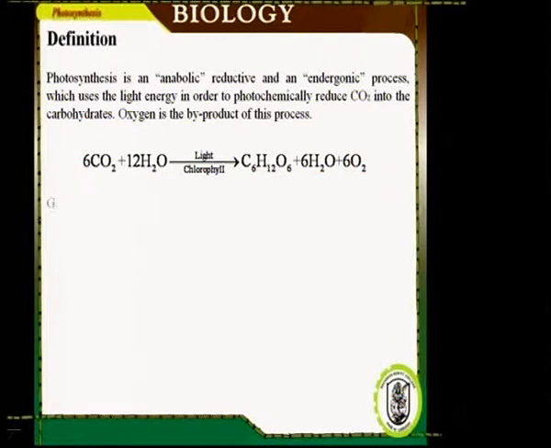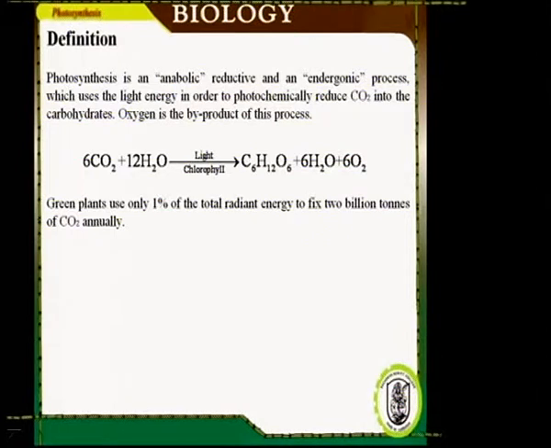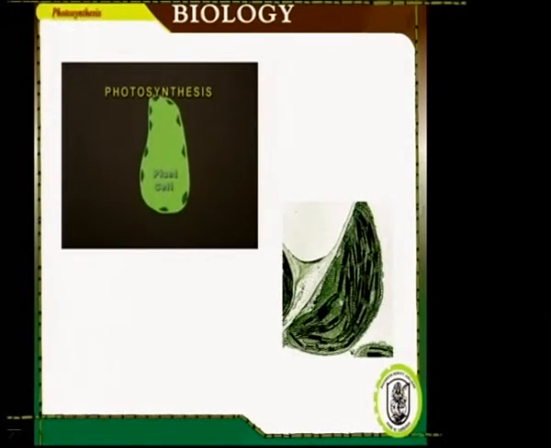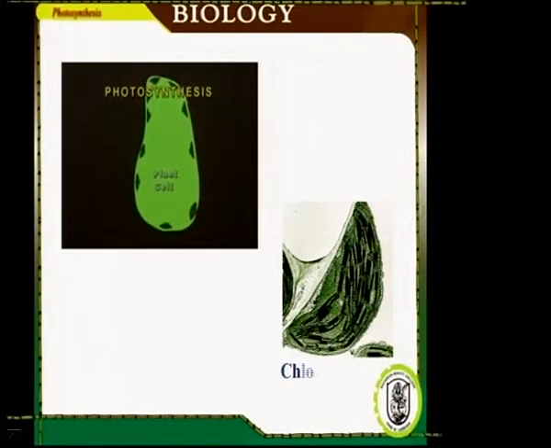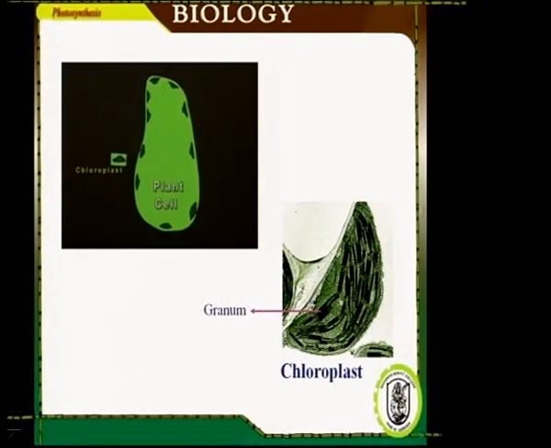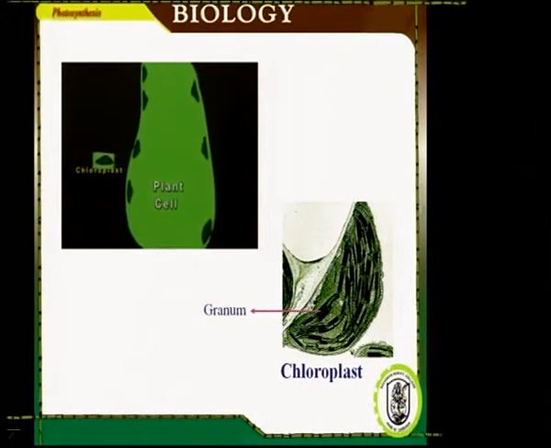You must be knowing that the green plants use only 1% of the total energy and fix 2 billion tons of CO2 annually. Now, as I told you, chlorophyll, which is present in the organelle chloroplast, plays a very important role. So now let us discuss the structure of the chloroplast.